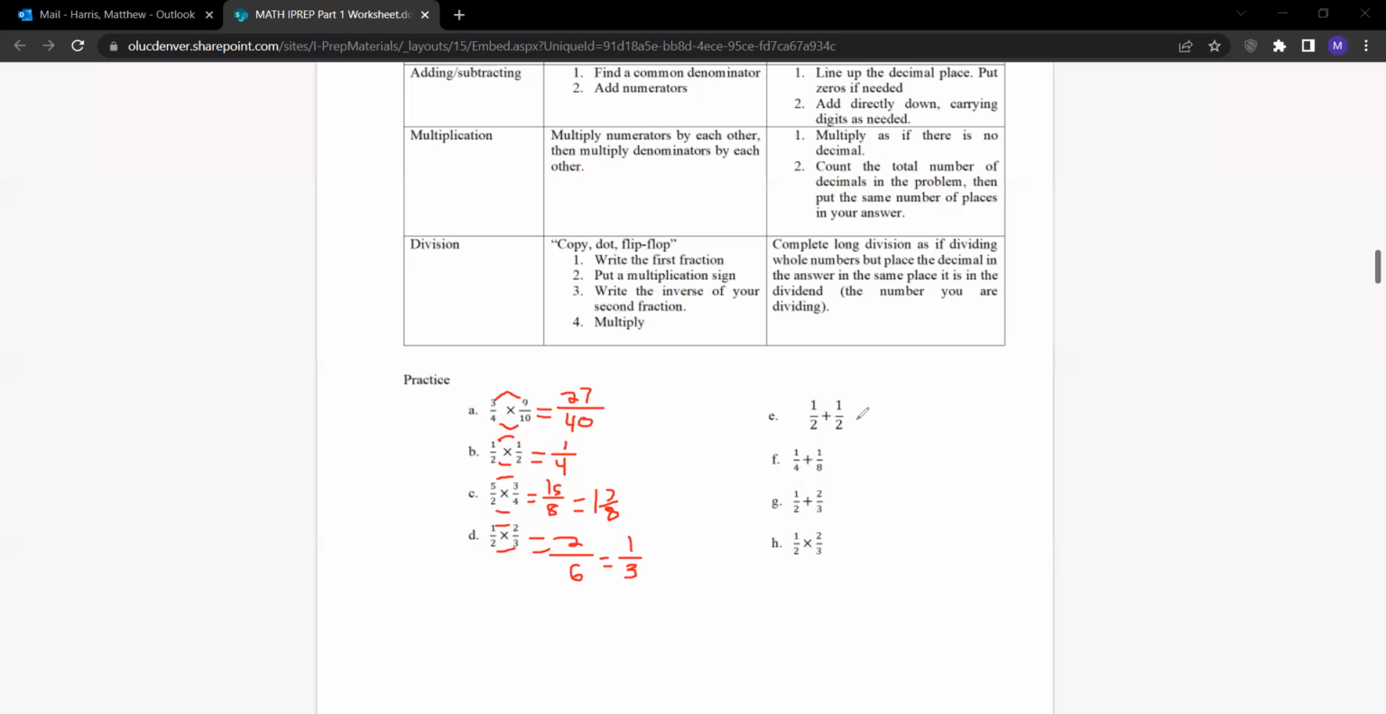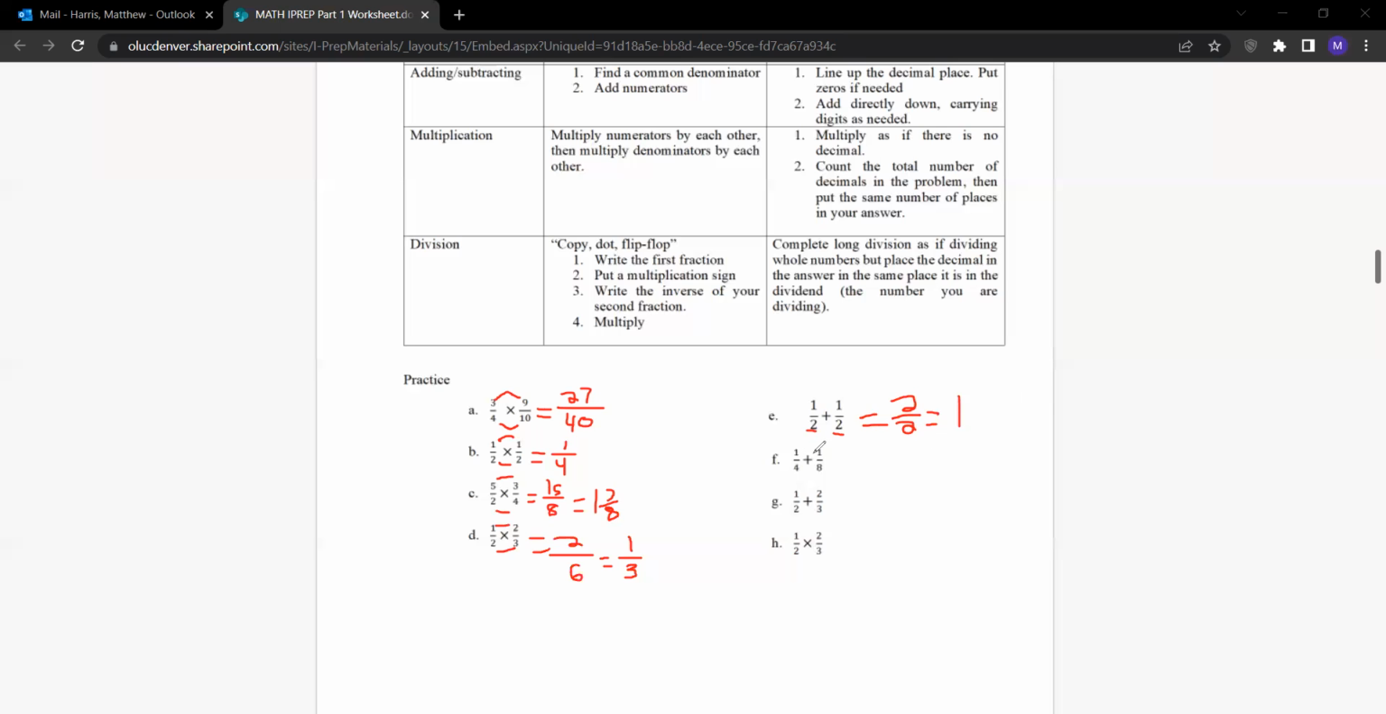All right, over here we have some addition. So we have 1/2 plus 1/2. Do they have a common denominator? Yes, they're both 2, so we just add the numerators. 1 plus 1 is 2. 2/2, which is equal to 1.